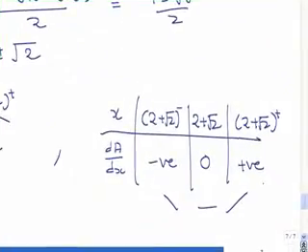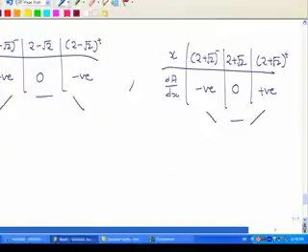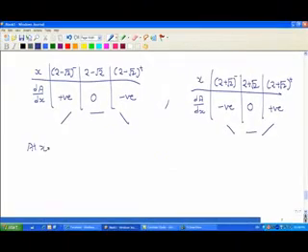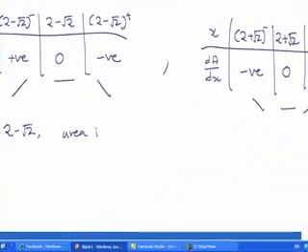So the value whereby it is maximum is at x equals 2 minus square root 2. So, conclusion: at x equals 2 minus square root 2, the area is maximum.